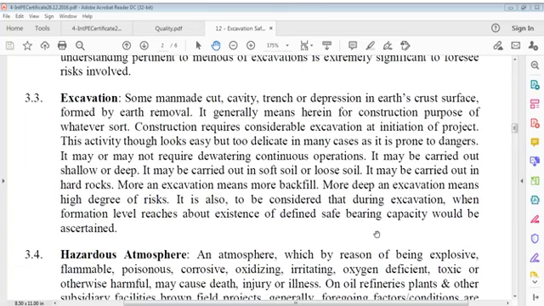It is also to be considered that during excavation, when formation level is reached, the existence of defined safe bearing capacity would be ascertained. So this is just a brief on this. I would like to close it now because I don't want to talk much in this case now. Well, let us brief only.